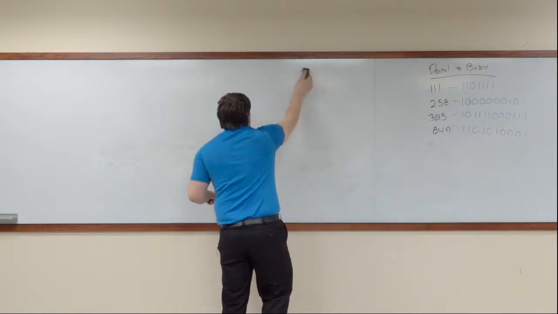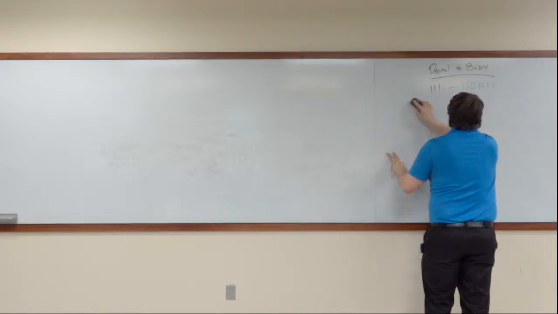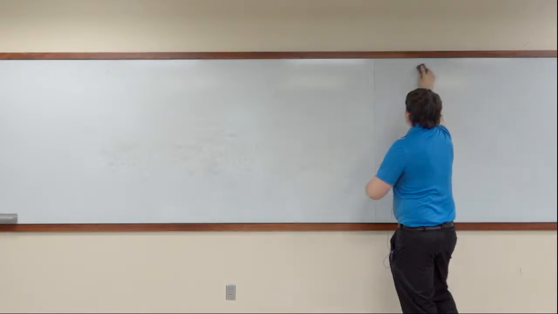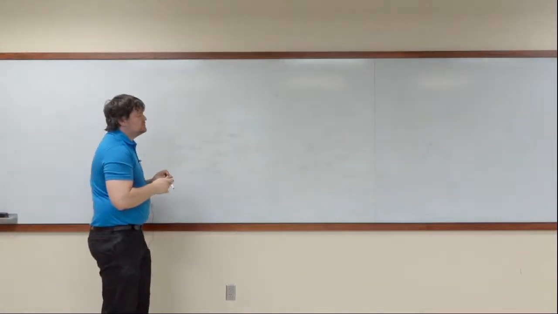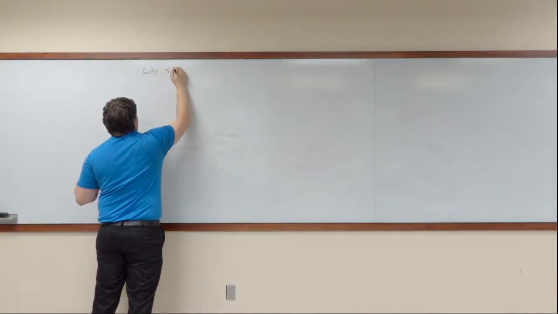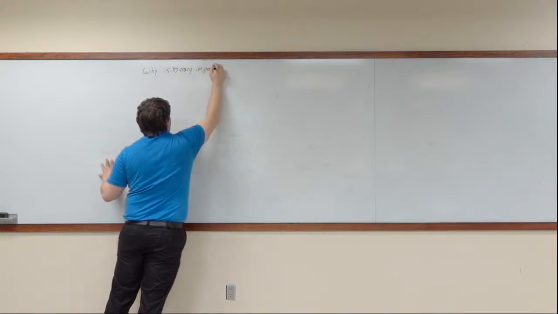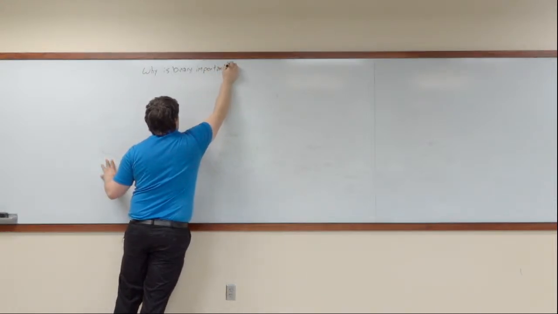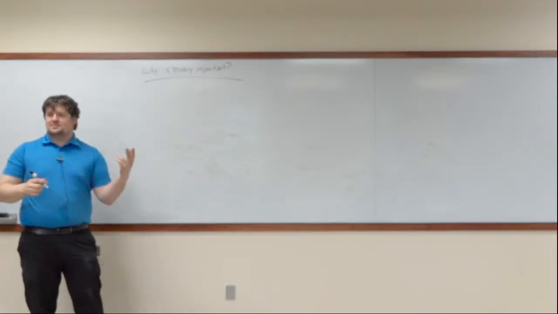Okay, so why is this important? Because math. Binary numbers is the way to transmit information. Okay, so there are two ways to get a binary number.